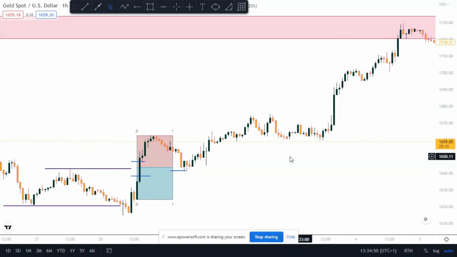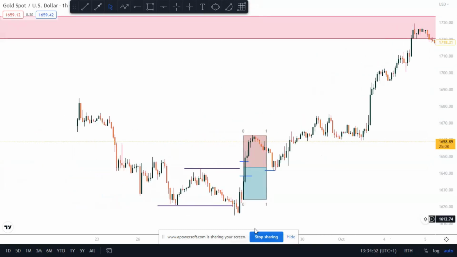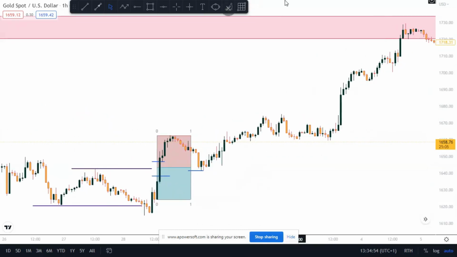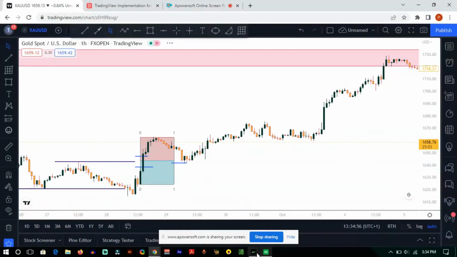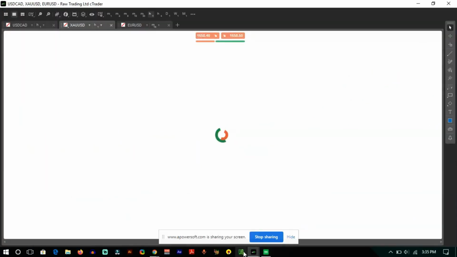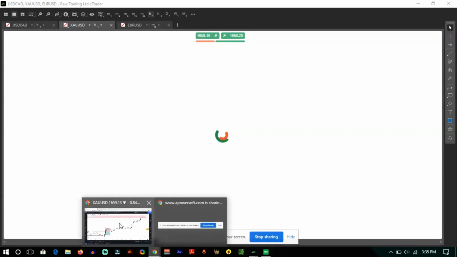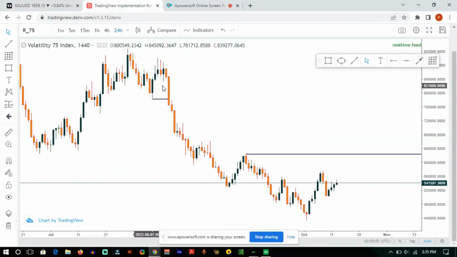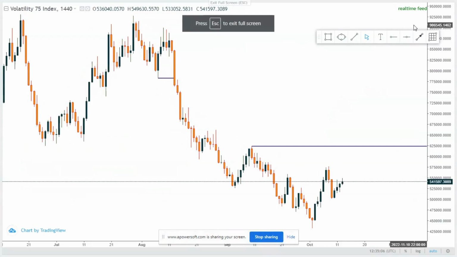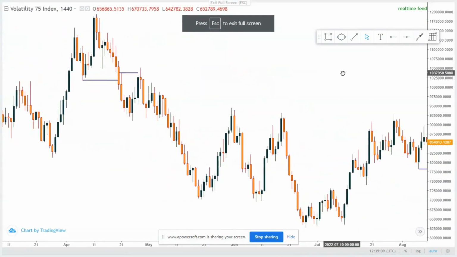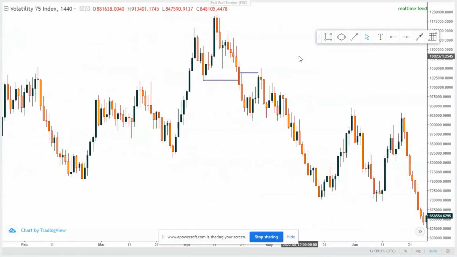So basically that's it. And now, let me see, there is another example that I had over this side, but let's first check out the example of synthetic indices, you get. So basically we've seen that. Now let's go to synthetic indices. The same thing happened when we got a shift in market structure here. This is Volatility 75, the daily time frame.